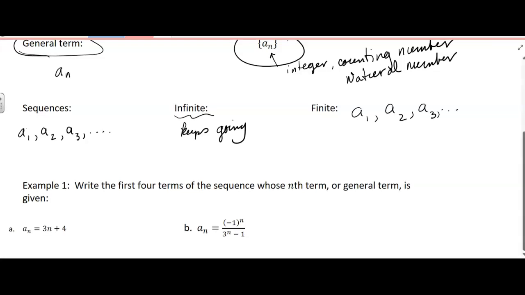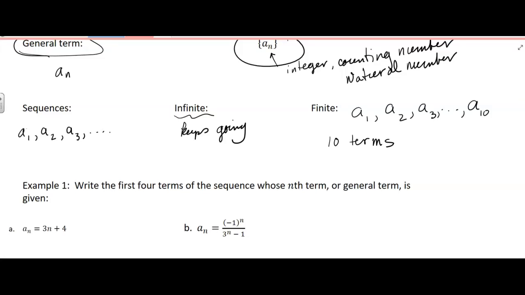And then it keeps going until you get to like a last term. Maybe there's 10 terms in the sequence. And that's how you'd write it. This would be a finite sequence because it has 10 terms. It has a finite number of them. You could count those up.